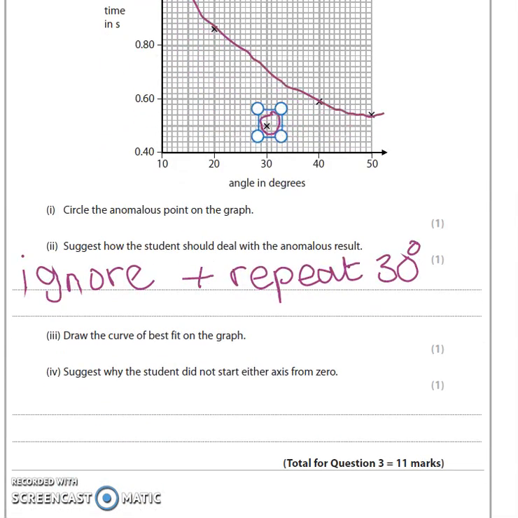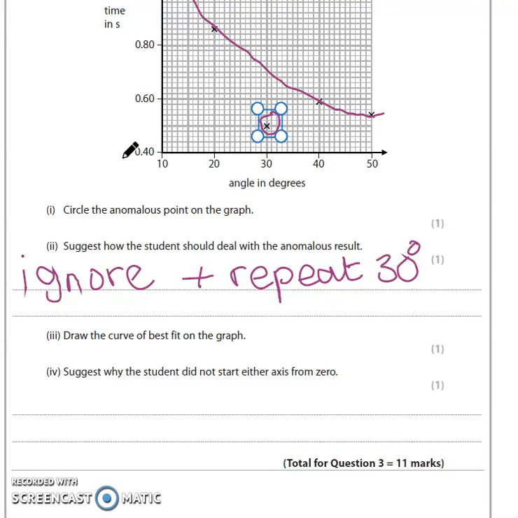Suggest why the student did not start the axis from 0. This is to do with the amount of graph paper that he is using. Making better use of the grid means that he's not got any wasted space on his graph area. So if he starts at 0.4 here, he's only got 0.1 of space at the bottom where there's no points other than the anomalous point. Whereas if he started from 0, he would have a whole lot of empty space down here. And there's no use with the graph.